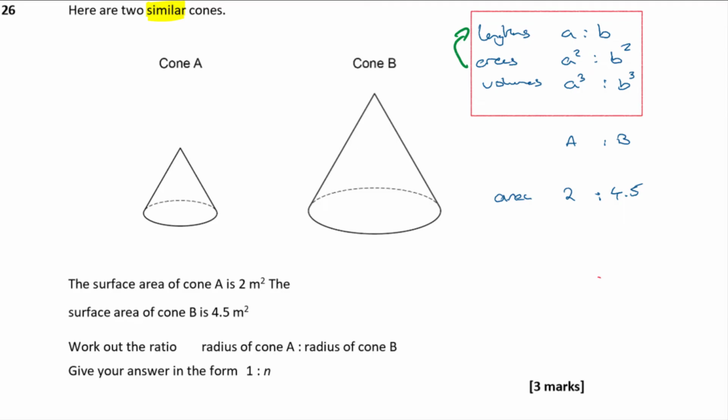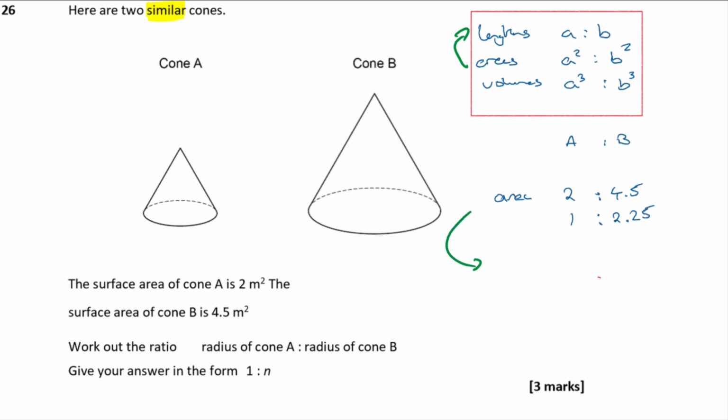Okay, I think what I'm going to do first is get it into the form 1 to n, because then when I square root, it's going to stay in the form 1 to something. So it should make it a little bit neater. So what I'm going to do first is rewrite that as 1 to half of 4.5. That's 2.25.